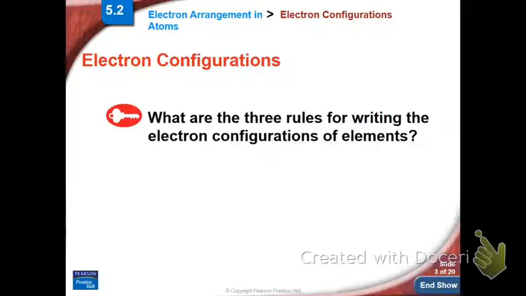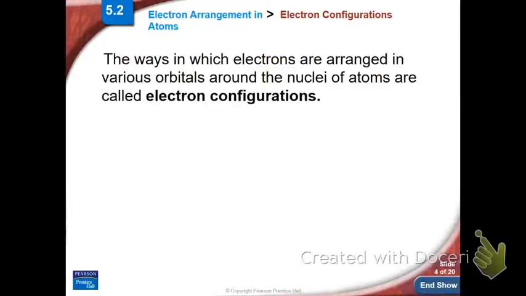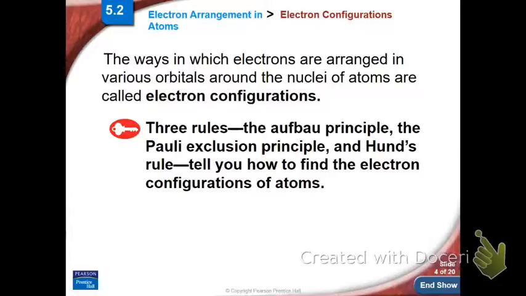So let's go. Electron configurations, their address, if you will. There are some rules that we're going to go over, so let's talk about those. The three rules. The first one is called the aufbau principle, that says the electrons are going to enter lowest energy levels first. You can't just jump up and go to the top energy level. You got to start at the bottom and move up just like everybody else.